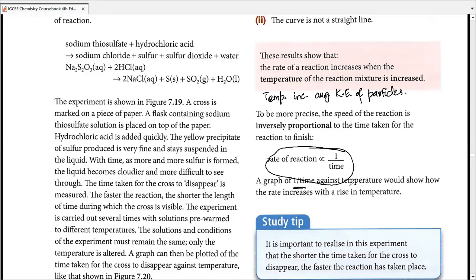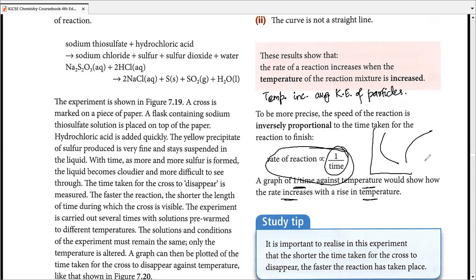So a graph of 1 over time against temperature would show how the rate of reaction increases with the rise in temperature. All right. So if we go for inverse of time graph, then instead of having a decreased graph, we would actually have an increased graph. Since we're directly discussing time and temperature, we're having this. If 1 over time over temperature should be taken, it would give us an increasing graph. That's what you can do to get an increasing trend of graph for the two quantities or two factors that have an inversely proportional relation between them.